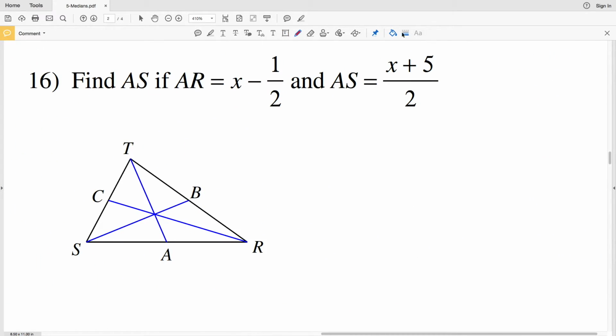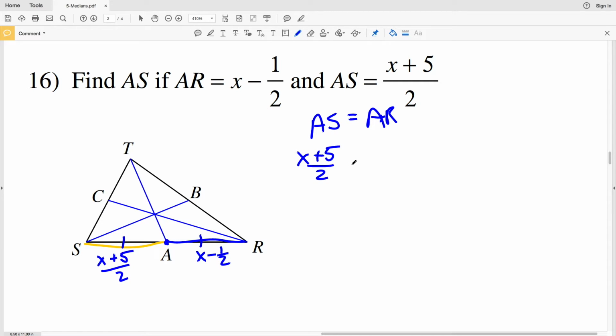In number 16, I'm finding AS, given that AR is x minus 1/2 and AS is x plus 5 over 2. So since AS is congruent to AR, since A is the midpoint, then I can say that AS is equal to AR. So AS, x plus 5 over 2 equals AR, which is x minus 1/2. I'm going to start by multiplying both sides by 2. And in doing that, the 2 on the left will cancel out the 2 in the denominator. So I'll have x plus 5 on the left.